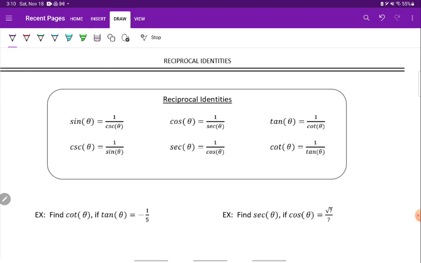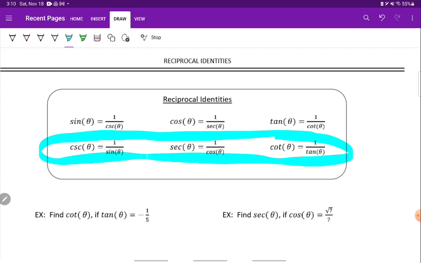Sine of theta is equal to the reciprocal of cosecant. And another way to write that is 1 over cosecant. Cosine of theta is reciprocal with secant, so we can say that cosine is equal to 1 over secant of theta. Tangent of theta is equal to 1 over cotangent. And then we can kind of do the whole reciprocal thing with the other set as well.